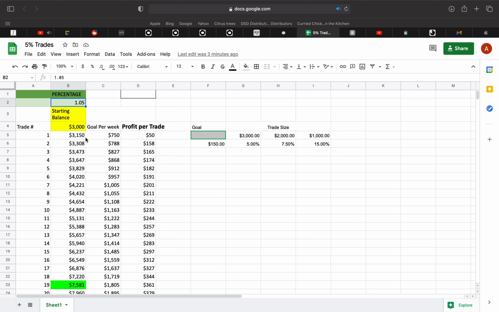For a $3,000 account, a 5% gain would just be $150. That's good. It's not amazing, but it is decent. If you were to split up these trades, ideally to minimize that risk, right? You would want to split it up into at least three $1,000 trades. So that'd be three trades of $50 profit each.